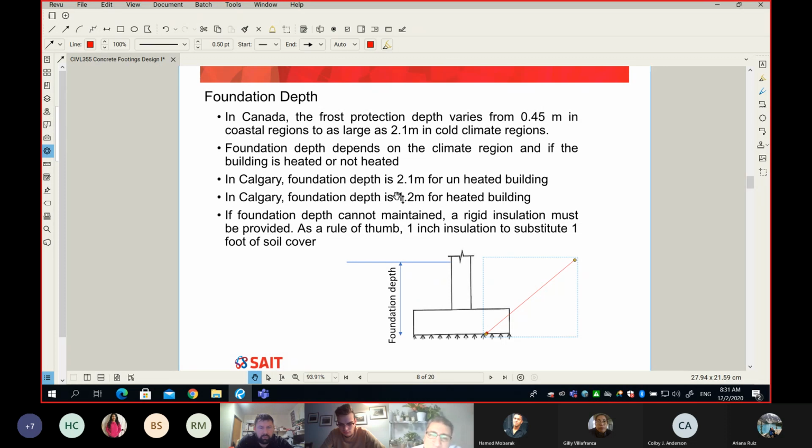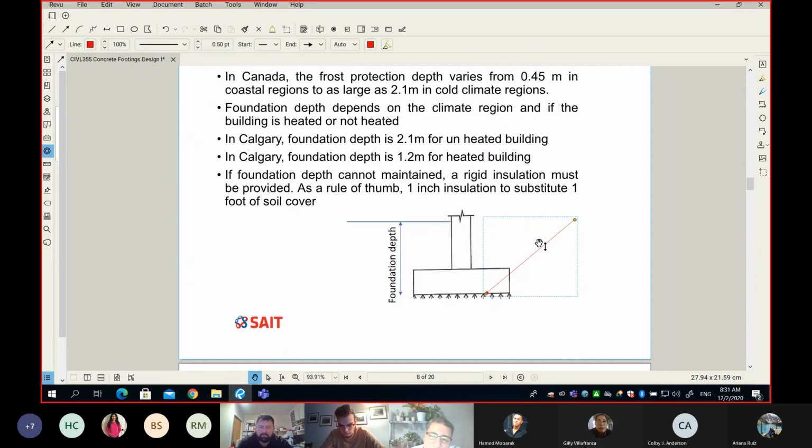Sometimes you cannot maintain 1.2 meter for a heated building. Now, what's the situation? Sometimes there is an existing house, and later on they decide to develop the basement as a separate suite. If you want to develop the basement as a separate suite, then you must provide a separate entrance to the house. And if the house was not originally designed to have a separate entrance, like the old style bungalow, then what do you do?